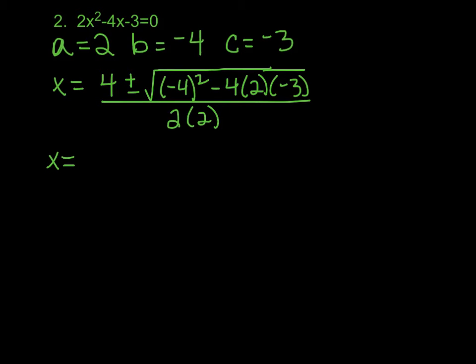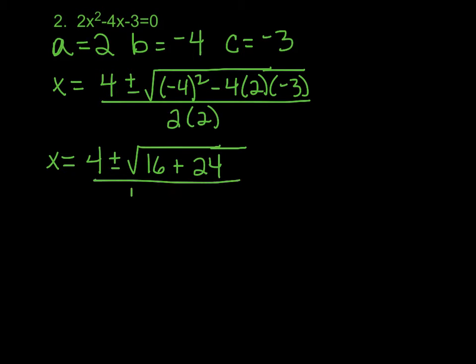Alright, so let's do a little bit of simplifying here. We have 4 plus or minus. Now, negative 4, if I square that, is a positive 16. If we look down here, I have two negatives: minus 4 times 2 times negative 3. Those two negatives are going to make a positive, and then 4 times 2 times 3 will give us 24. And that whole thing is over 4. Let's go one extra step and simplify what's inside that square root, and we get 40. And that whole thing is over 4.